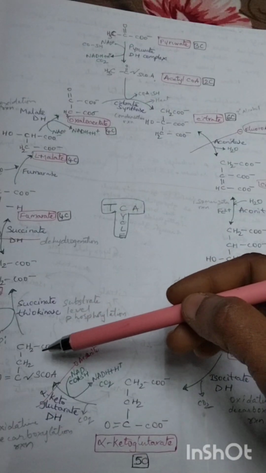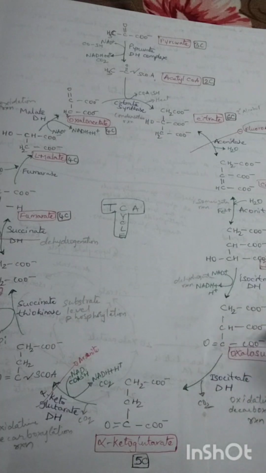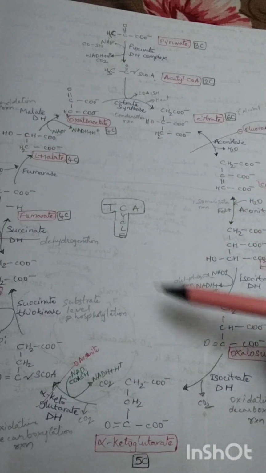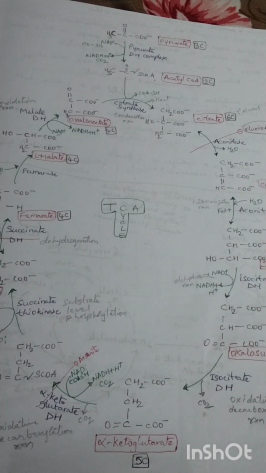GTP is produced from this step, succinyl-CoA to succinate. So overall 3 NADH, 1 FADH2 and 1 molecule of GTP are released from one cycle of the TCA cycle. Each NADH molecule produces 2.5 ATP, each FADH2 molecule produces 1.5 ATP, and one molecule of GTP releases 1 ATP. That is, overall 10 ATP molecules are synthesized from each cycle.